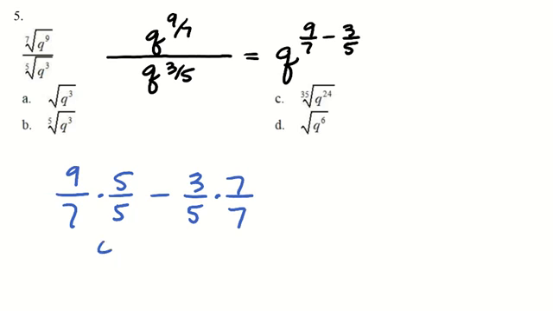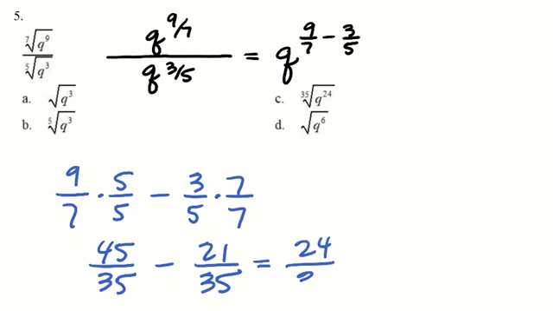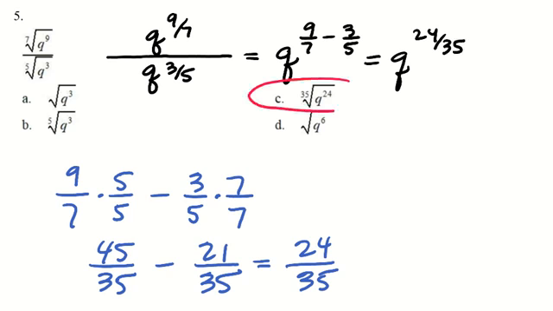And so this will be 45 over 35 minus 21 over 35, which will be 24 over 35. Okay, so this is Q to the 24 over 35, which is going to be answer choice C. That's the only answer choice I see that has the numbers 24 and 35 in it. And that is what Q to the 24 over 35 is. It's the 35th root of Q to the 24.